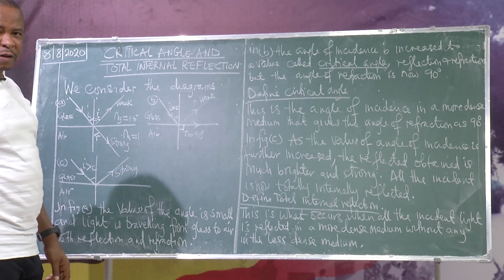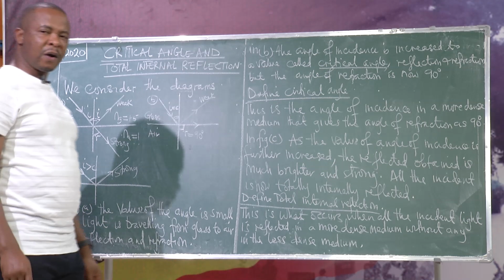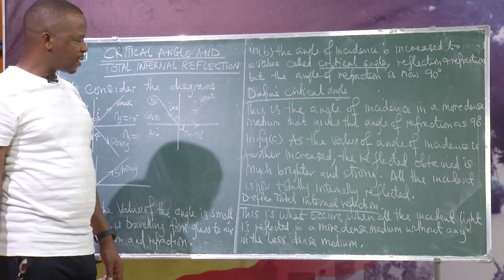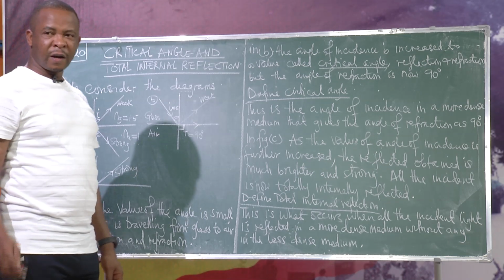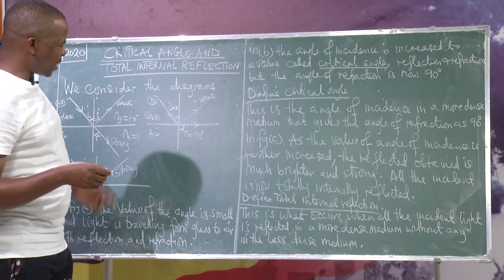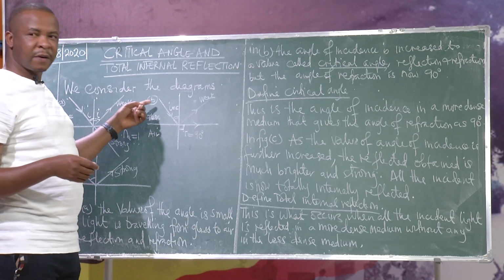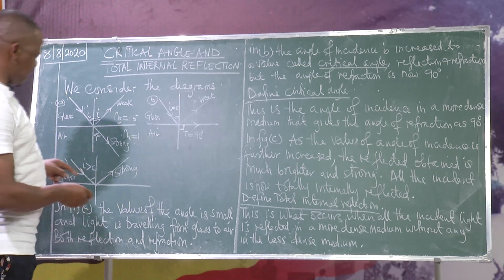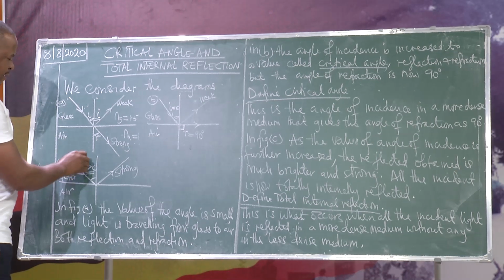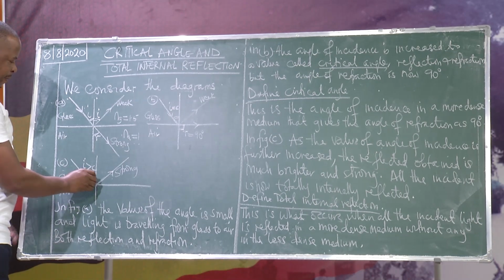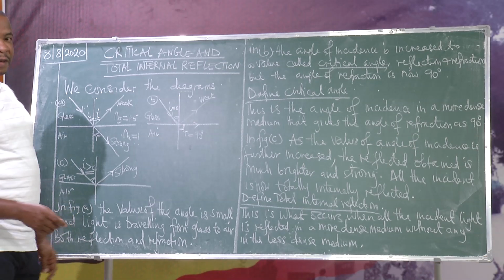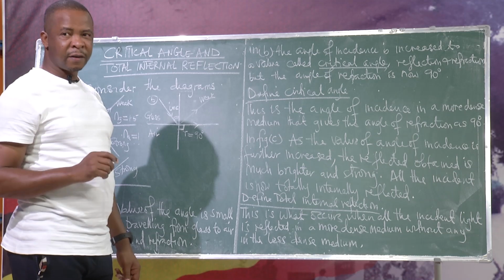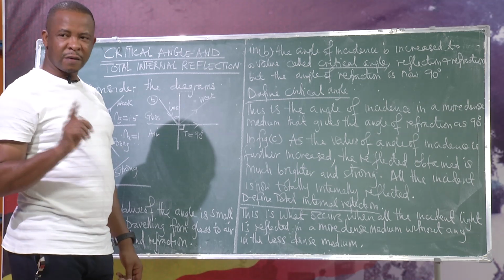Total internal refraction, as we shall shortly see, will occur when two conditions are fulfilled. One of the conditions is that the angle of incidence must exceed the critical angle. As you notice here, we are saying that I is greater than the critical angle. And the other condition is that light must be moving from a more dense to a less dense medium.